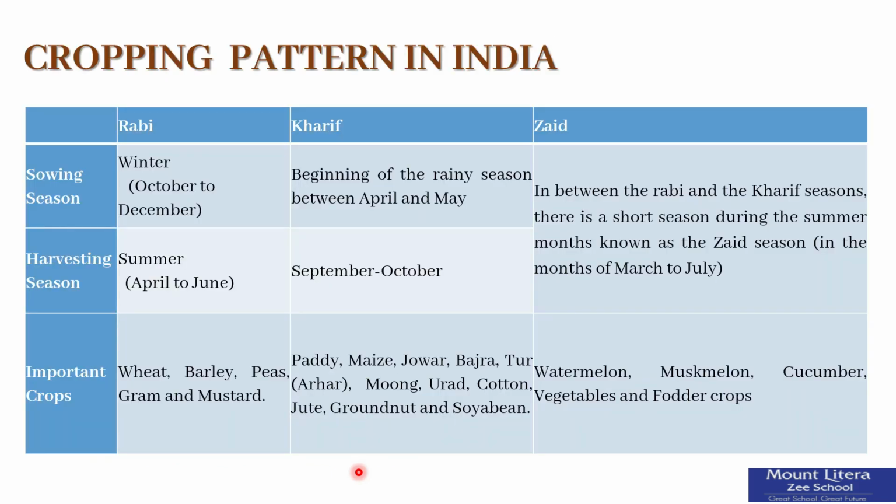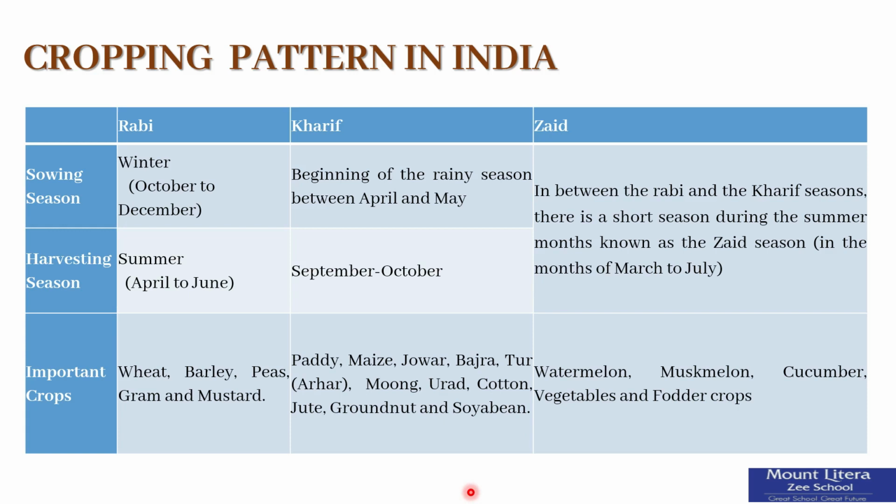Cropping pattern. You have studied the physical diversities and plurality of cultures in India. These are also reflected in agricultural practices and cropping patterns in the country. India has 3 cropping seasons, Rabi, Kharif and Zaid. Rabi crops are sown in winter from October to December and harvested in summer from April to June. Some of the important Rabi crops are wheat, barley, peas, gram and mustard.